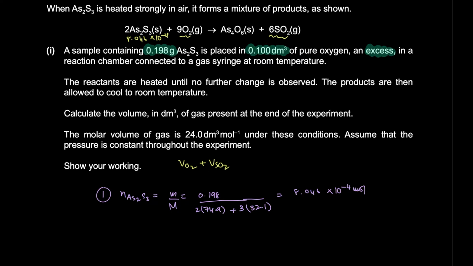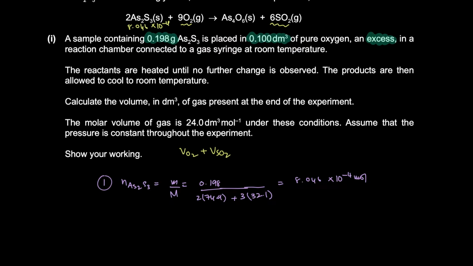So then, can we calculate the number of moles of oxygen that reacted? We can say over here that for every 2 moles of As2S3, 9 moles of oxygen react. So if I have 8.046 times 10^-4 moles of this, how many moles of oxygen react? Using the molar ratios from the equation.